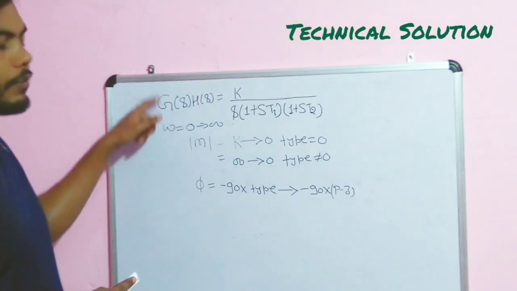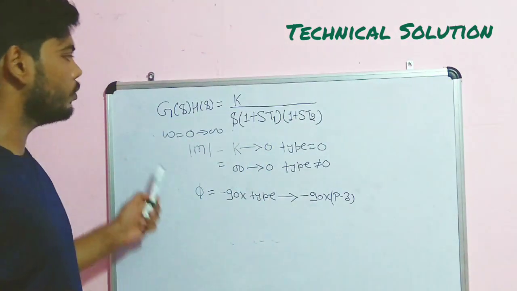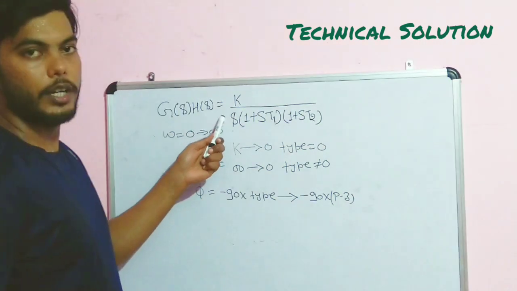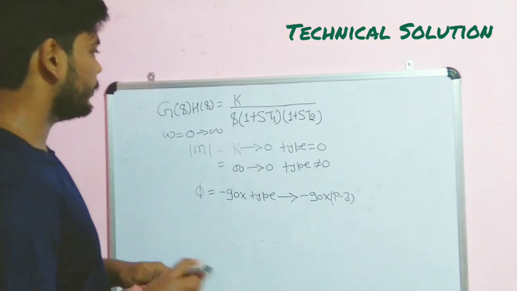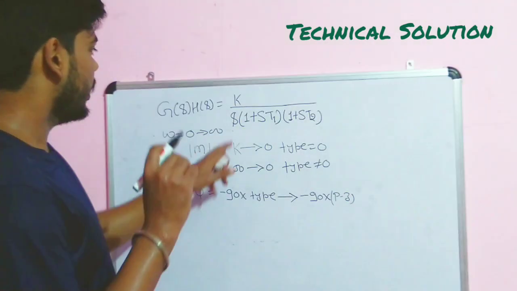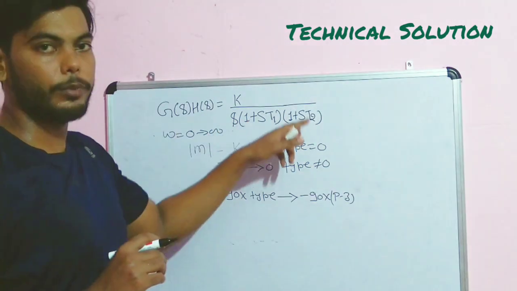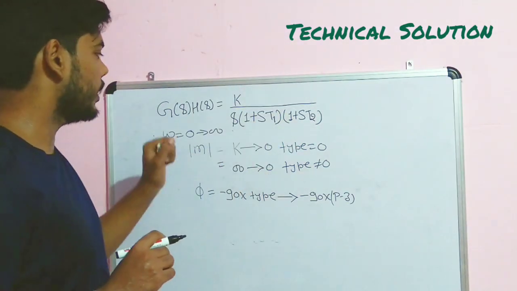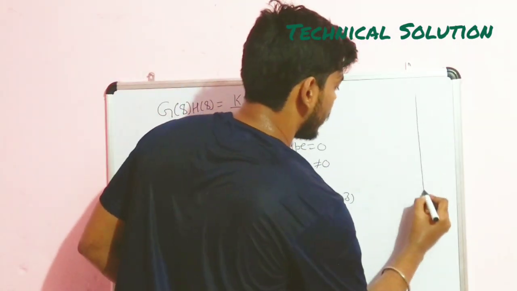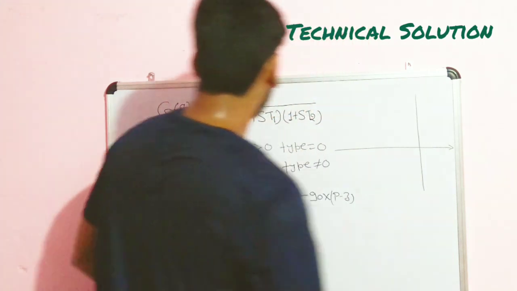So the given transfer function is a minimum phase system. By using these rules, we draw the polar plot for this transfer function. When we draw the polar plot for this transfer function, here the type is 1 and the order of the transfer function is 3. So see how we can draw a polar plot within a second.